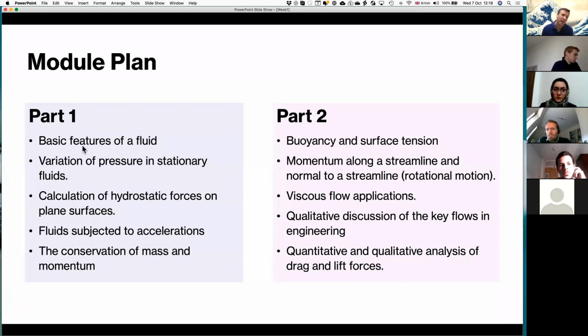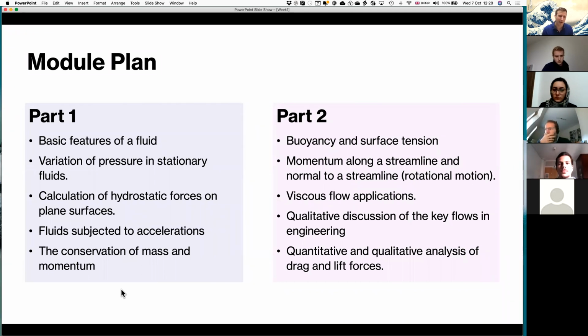So to start with, in part 1, we'll cover basic features of a fluid, variation of pressure in stationary fluids, and hydrostatic forces on surfaces. So you could think of a dam and the forces on a submerged dam. And then we'll start to build up in complexity towards some of the more dynamic applications. We will look at fluid subject to accelerations, principally linear accelerations, but we'll also potentially look at some rotational flows as well. And we will then start to build up the mechanics for you to take the full equations of fluid mechanics and start to apply them.